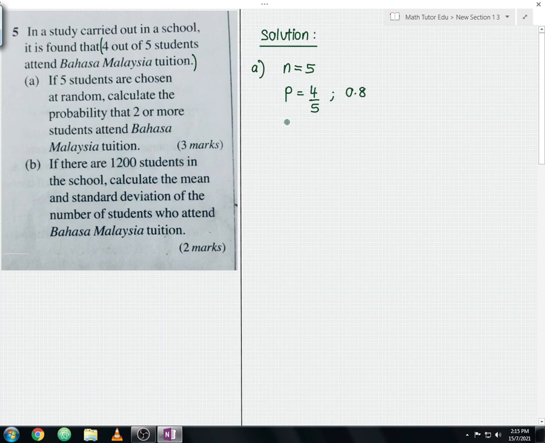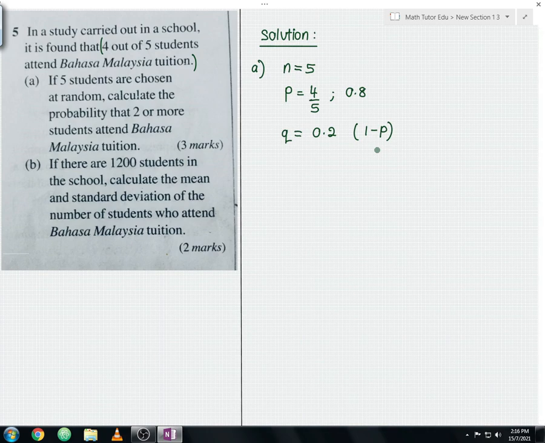Let us proceed to find our third piece of information, which is the probability of failure. To find your probability of failure is very simple. You take 1 minus the probability of success, so from here you get 0.2. Let me write the formula over here: 1 minus P. So these three pieces of information are a must before you proceed to the next step.